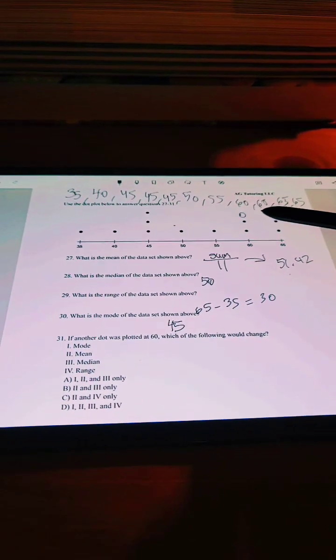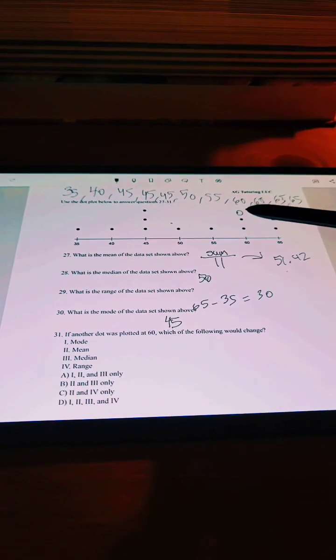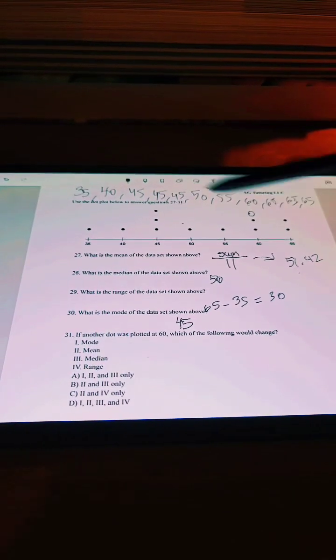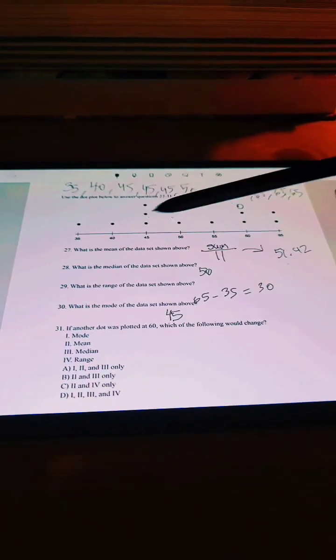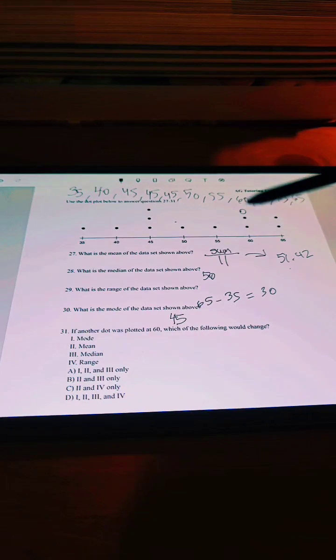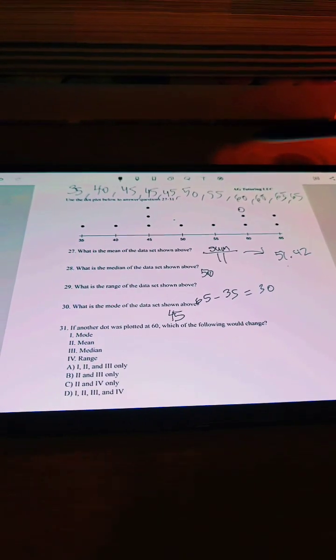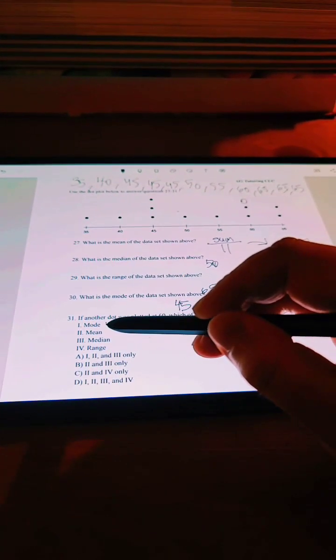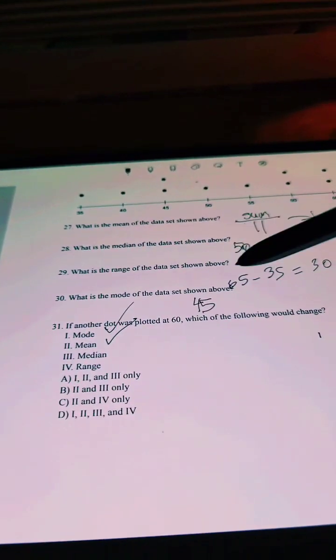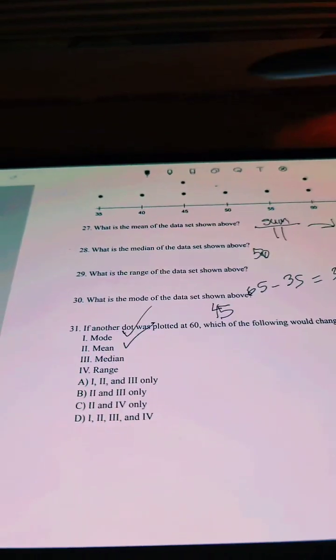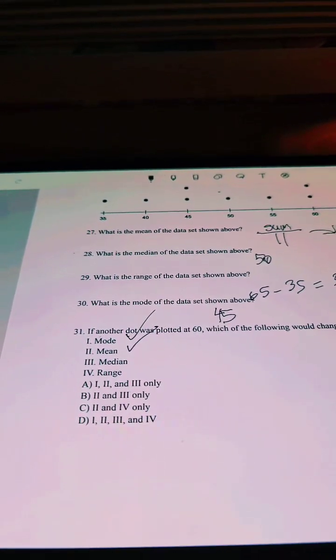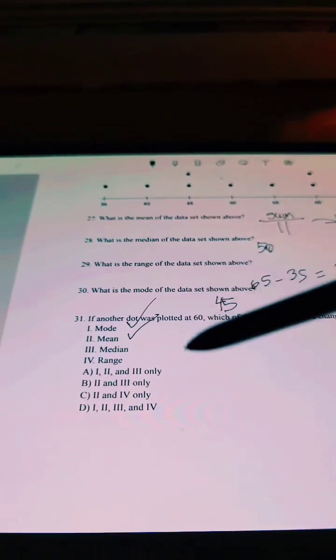So let's see. Well, right away you can see there's no longer a mode of 45, because look, 60 has the same amount. So that's changing. So it has to be 1. Because the mean goes from 51 point something to 47.083333. So it does change.